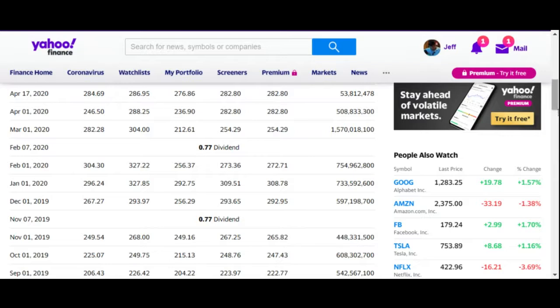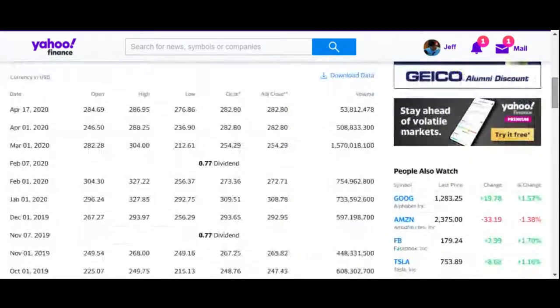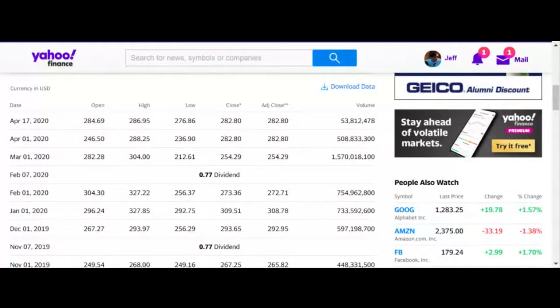And the dividend, theoretically, is tied to the EAT, right? Earnings per share. So it would change with the earnings per share, but in reality, they just pay out a fixed amount. Anyway, so how do I download this? Well, you see here, download data. So click that.